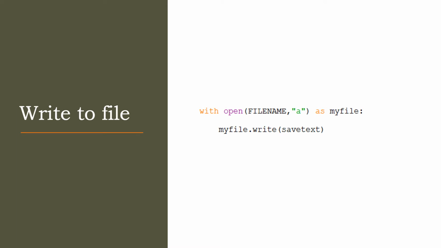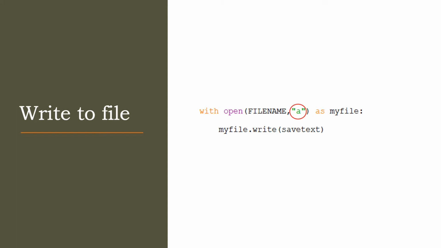So here are the magic lines of code that will write my string variable save text to a file with the name file name. And remember, that's a constant, that's whatever I've set it to be at the very top of my program. So you can simply copy these lines and they will work to save any string variable to a file. Couple of things I just want to draw your attention to.